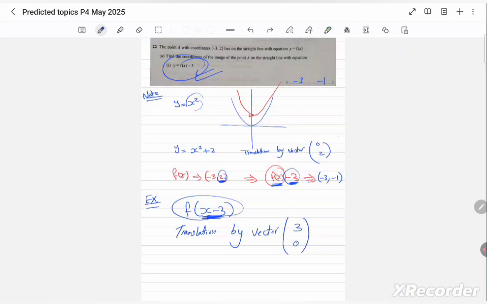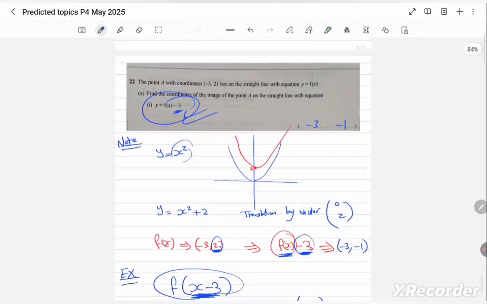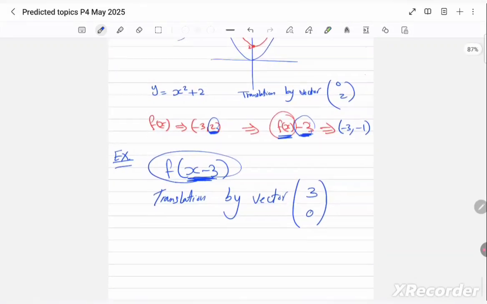So for y we don't change. Y is usually the same, like this one, vector 0, negative 3. In y we don't change. It's usually the same operation. But in x it's a different operation.